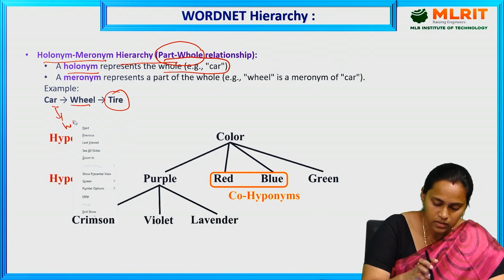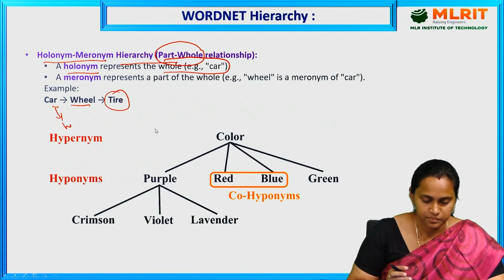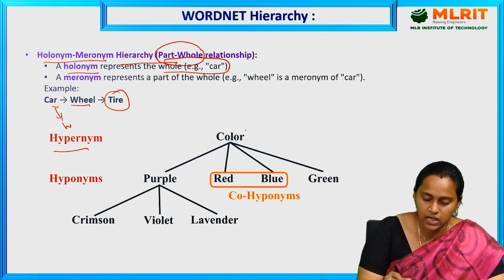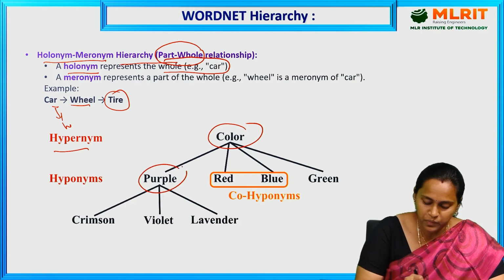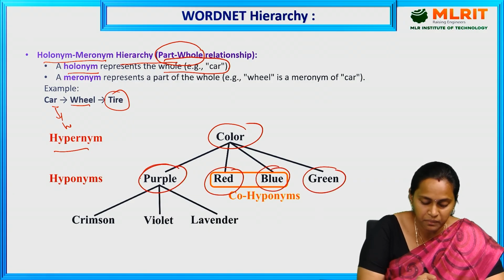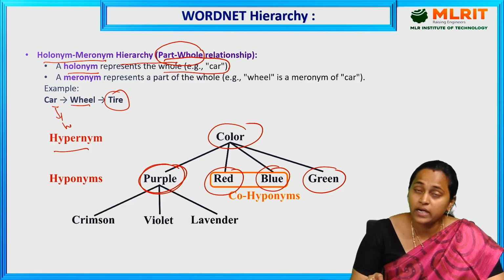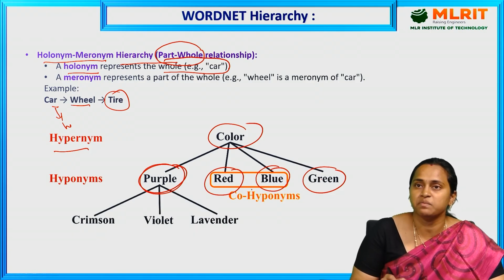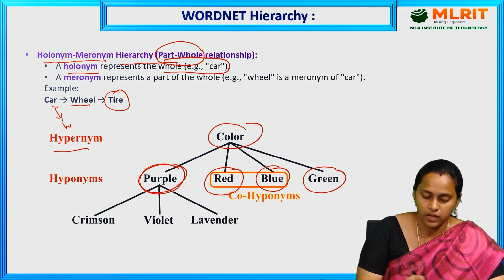Let's see the diagram here. Here the hypernym is color. The hyponyms are purple, red, blue and green. Purple is the main hyponym. Red, blue, and green are the different colors, that means co-hyponyms, some other hyponyms.